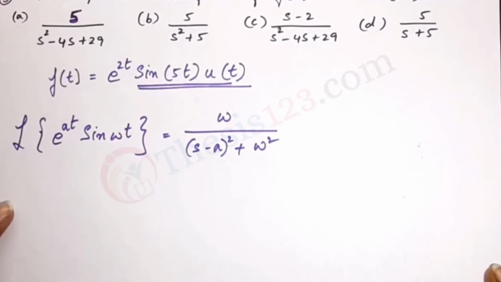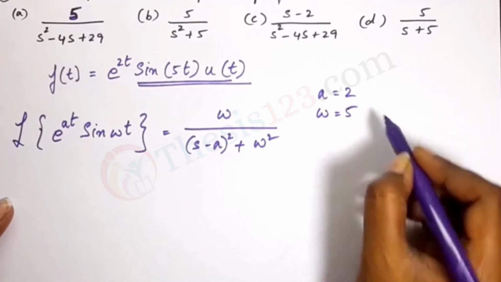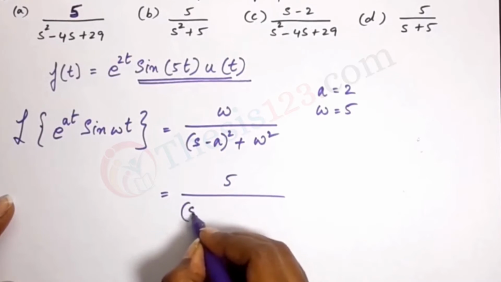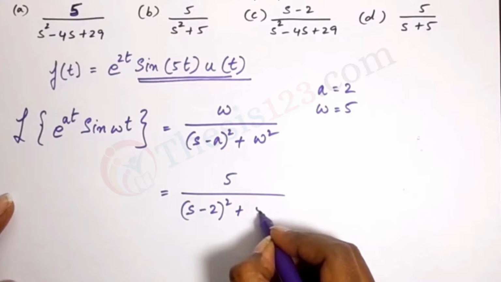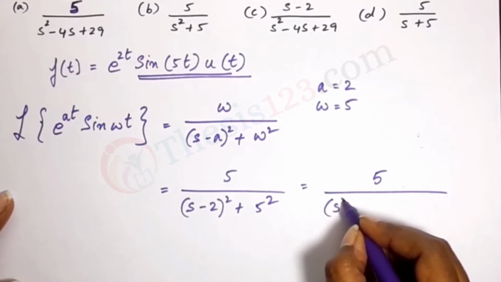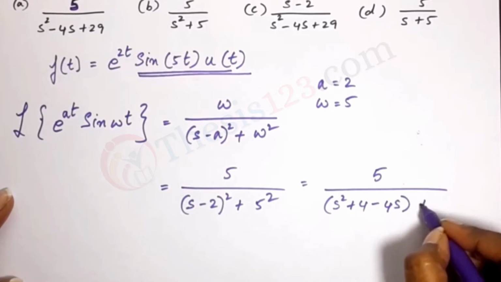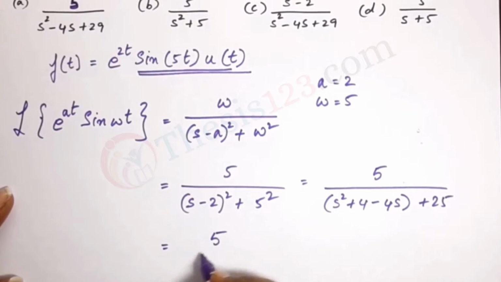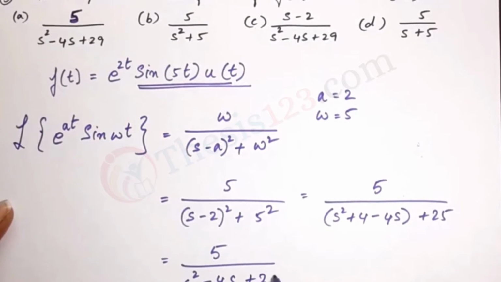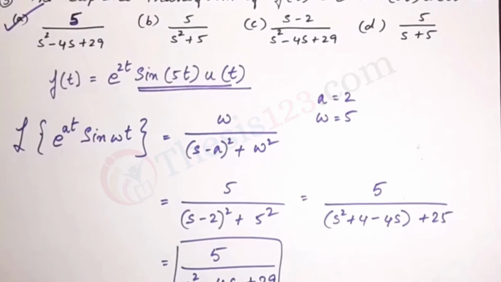Now you will see that it is exactly similar to the function given to us. So let's take the Laplace of the entire function as it is, e power at sine omega t. Now comparing both of these, we see that the value of a is 2 and the value of omega is 5. Substitute that over here, we'll get 5 divided by s minus 2 whole square plus 5 square. Let's solve further. That's s square plus 4 minus 4s plus 25, that's s square minus 4s plus 29. And this is the very first option. So that's the answer.